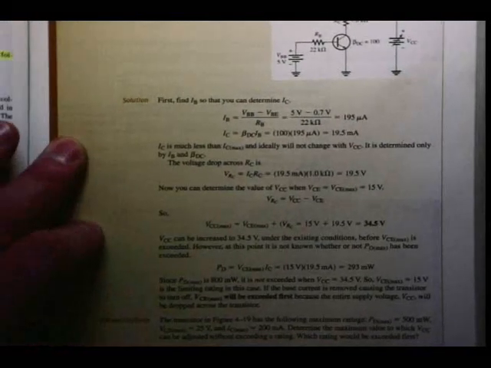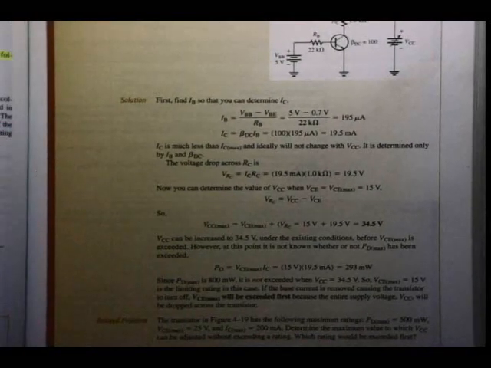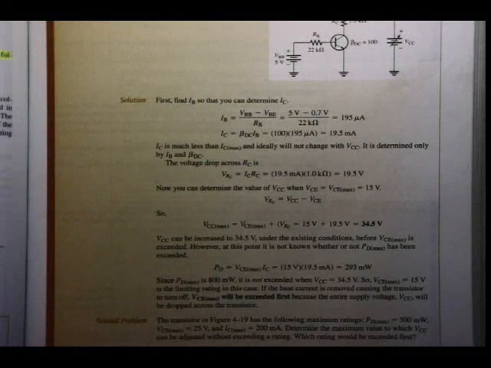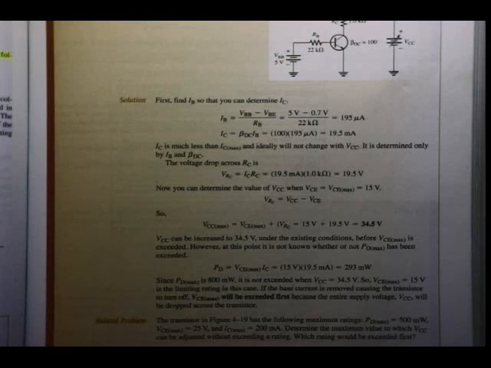The question asks, the transistor in figure 419 has the following maximum ratings. PD max is 800 milliwatts, VCE max 15 volts, IC max 100 milliamps. Determine the maximum value to which VCC can be adjusted without exceeding a rating. And if a rating is exceeded, which rating would be exceeded first?